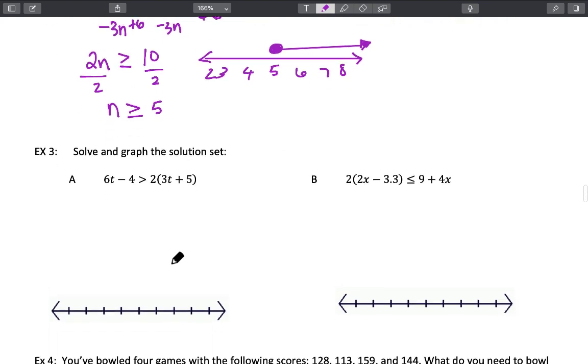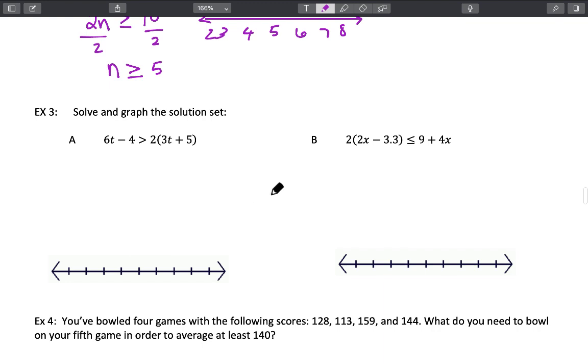All right, example 3 presents us with a couple of more solutions, or different types of solutions, I should say, with these inequalities. So we're going to solve these just like we would with an equation. Simplify the right side first by distributing 2 to the 3t and the +5. All right, so here's my equivalent inequality. 6t minus 4 is greater than 6t plus 10. All right, let's combine like terms.